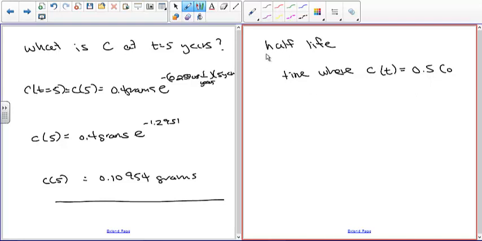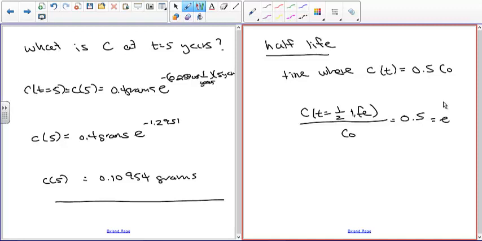So what you can do is you can say C of t at the half-life divided by C0 equals 0.5. So if you take the ratio of the amount at the time where it has half the amount to the original amount, that time is called a half-life, and that's equal to e to the minus bt. So you might be given something like that.